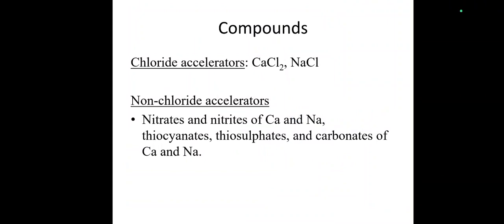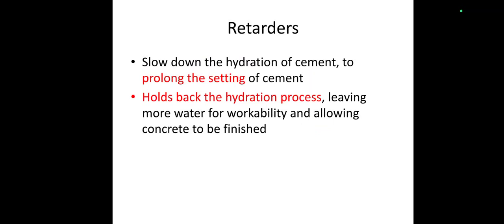In order to prevent the corrosion, the scientists are trying some other different chemicals, and they went for non-chloride accelerators. Mainly nitrate and nitrite of calcium and sodium are used, and thiocyanate, thiosulfate and so on are used to prevent the corrosion occurring due to the addition of chlorine. Next one is retarder.